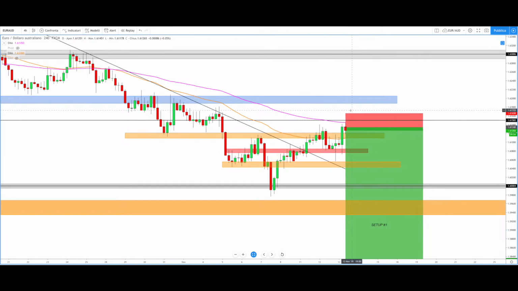Euro Australian dollar here. We have this setup that we've just taken with the VIP Telegram channel, because we have a possible entry point at 1.61 this week. I don't know if in the free Telegram channel somebody took this trade, but we can see that the price here failed to go higher and formed this shooting star candle that for me was a clear bearish signal.